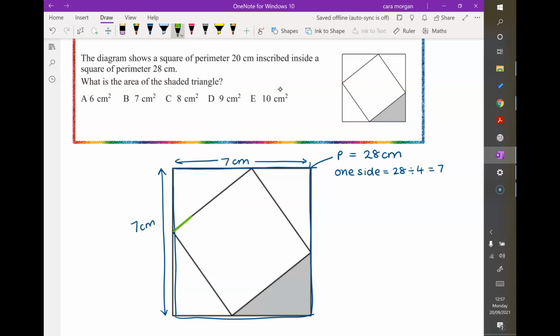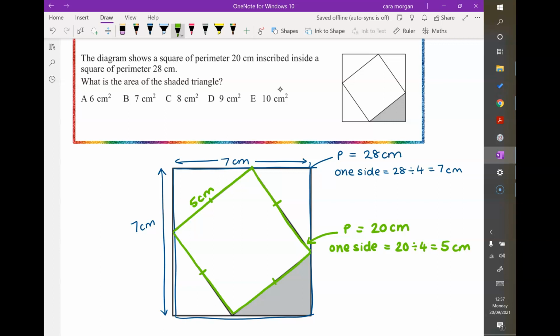Now, if I'm looking at the square inside, it says this square has got a perimeter of 20 centimetres. So I'm going to go ahead and write down the perimeter is 20 centimetres. And so I can write down that one side is going to be 20 centimetres divided by 4, because every side is the same length, and that's going to be 5 centimetres. So I'm just going to label those sides there as 5 centimetres, and I can draw little dashes on like that to show they're all the same length.